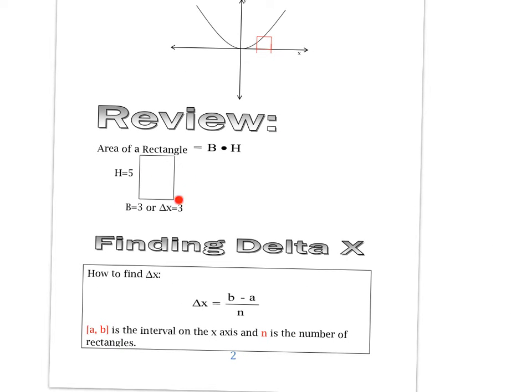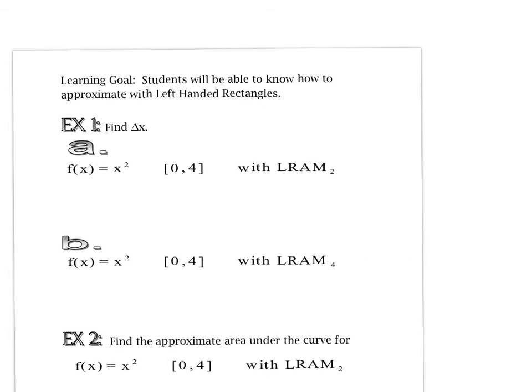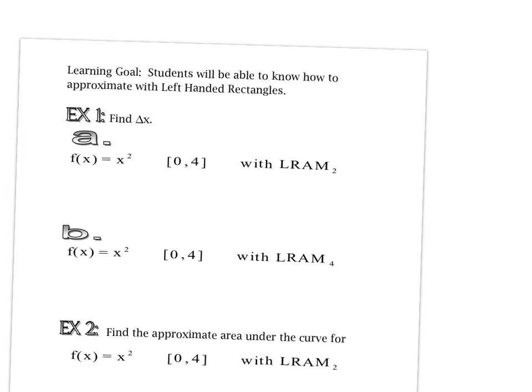Again, we're just finding the area of a rectangle. Review on how to find your delta x. And so we have these same questions. Now we're going to find our delta x of these two. One with 2 rectangles, one with 4 rectangles. The process here, pretty straightforward. Once again, it's b minus a over n. And remember, that's your n value right there.